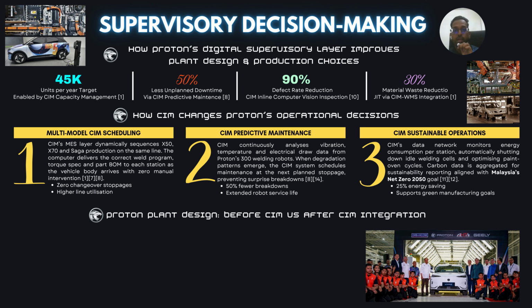Second is predictive maintenance. CIM analyzes the vibration and temperature data from all 300 robots, scheduling maintenance proactively, resulting in 50% fewer breakdowns. And third is sustainable operation. CIM auto shuts idle machines and optimizes paint oven cycles, cutting energy use by 25% and supporting Malaysia's net zero 2050 goal.